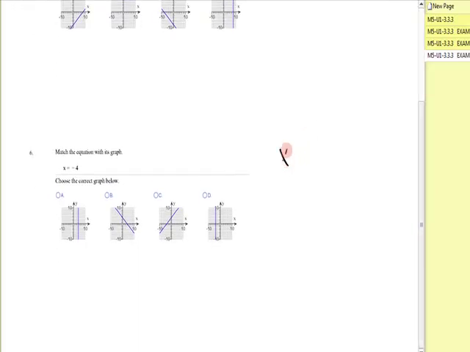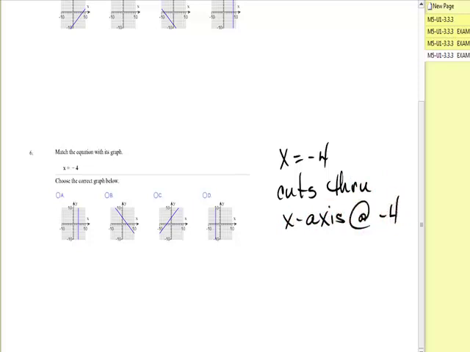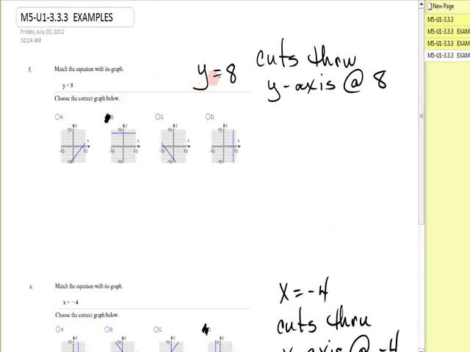And finally, X equals -4 cuts through the X-axis at -4. Cutting through the X-axis at -4. This is my X-axis. Got to cut through it. It is choice D. So make sure that you almost hear in your own head when you have X equals a number that it cuts through the X-axis. If you have Y equals a number, it cuts through the Y-axis.